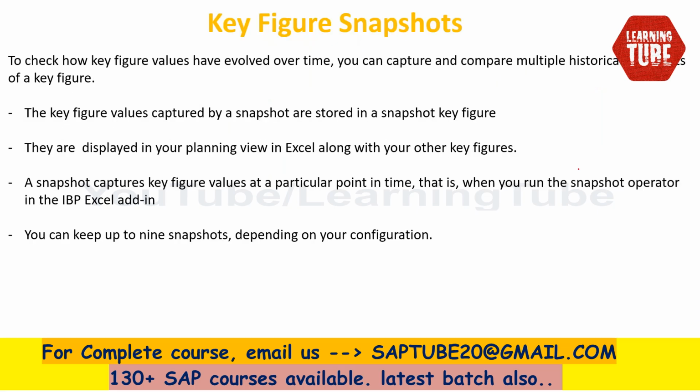Next are snapshots. To check how key figure values have evolved over time, you can capture and compare multiple historical snapshots of a key figure. The key figure values captured by a snapshot are stored in a snapshot key figure. They are displayed in your planning view in Excel along with your other key figures. A snapshot captures key figure values at a particular point in time, that is, when you run the snapshot operator. You can keep up to 9 snapshots depending on your configuration.